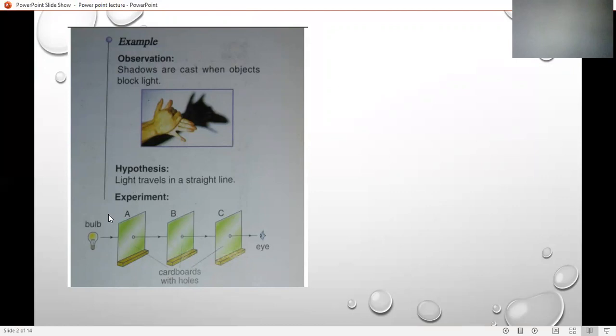Yes, the third step is the experiment. So we are going to do the experiment.